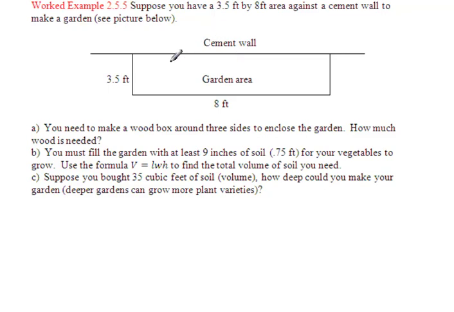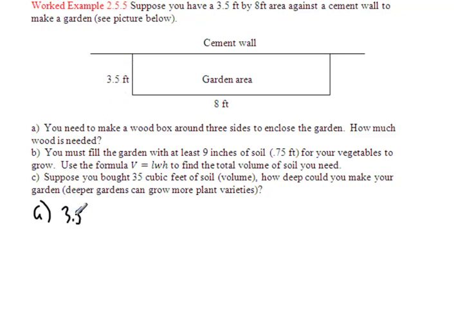Suppose you have a 3.5 foot by 8 foot area up against a cement wall in which to make a garden. You need to make a wood box around 3 sides to enclose the garden. How much wood is needed? So part A is really a question of perimeter.